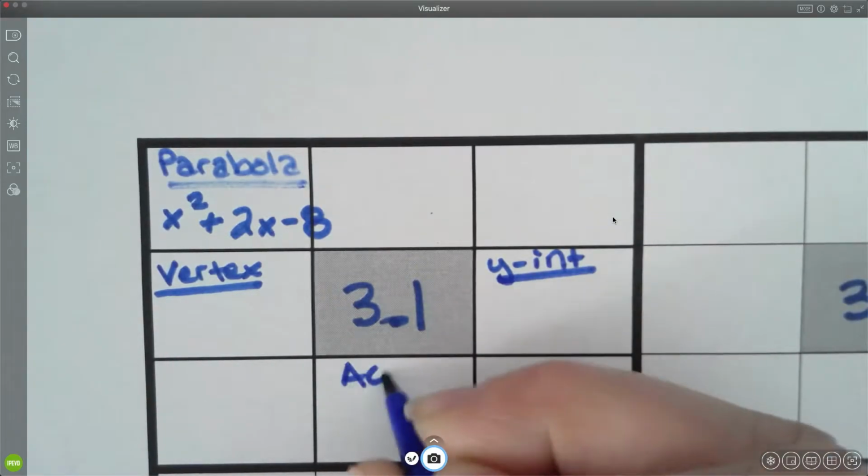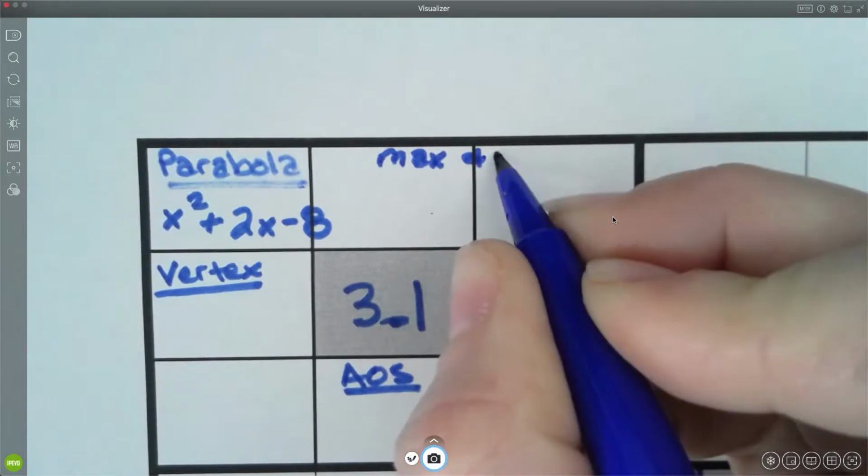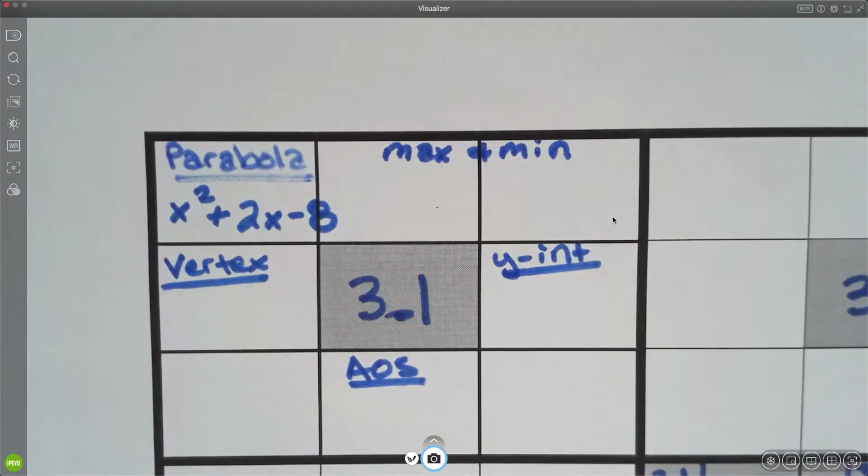Okay. AOS. I'm also going to talk about max and min as well, because it asks you some questions about that on your review sheet. So we're going to do max, min, vertex, y-intercept. We're going to do them all with this function. So this is completing number 2 off of your review. So as soon as you write this down, you have the answer. You just have to copy it onto your sheet.